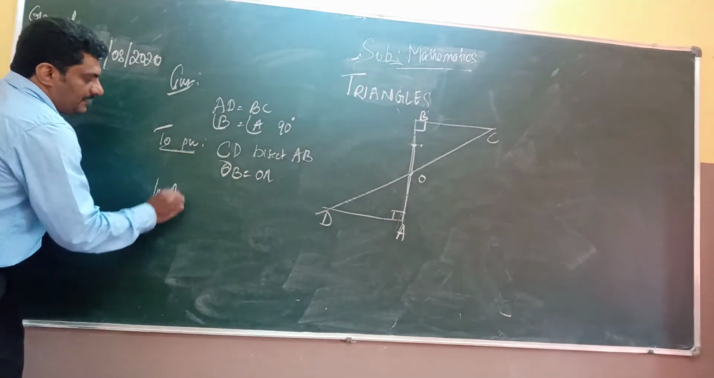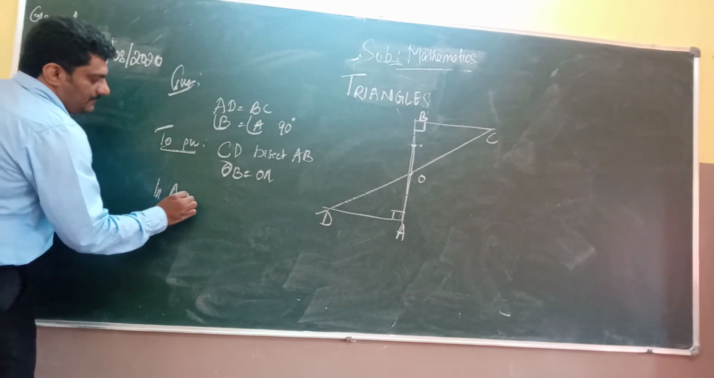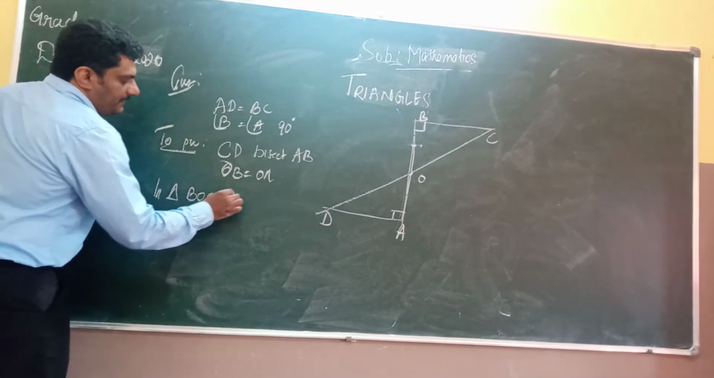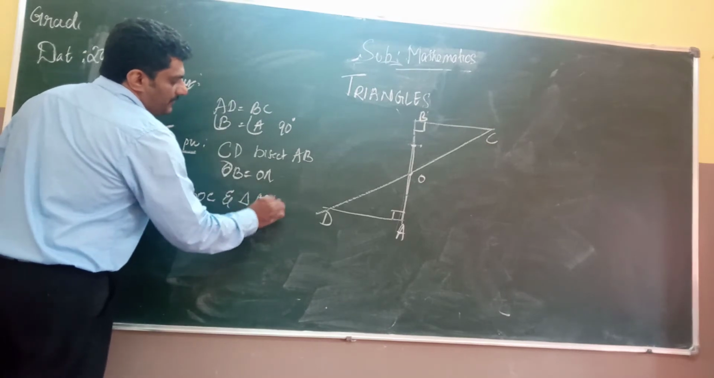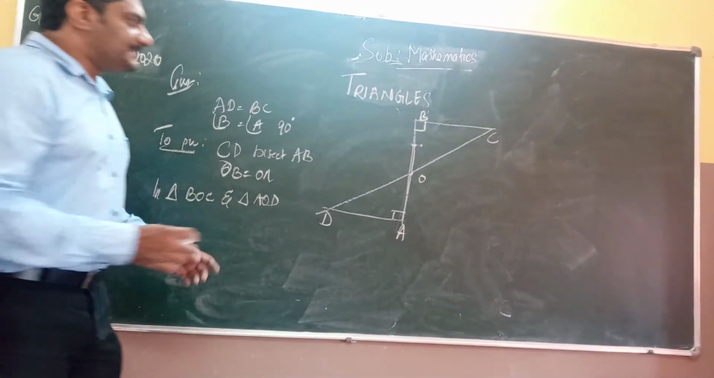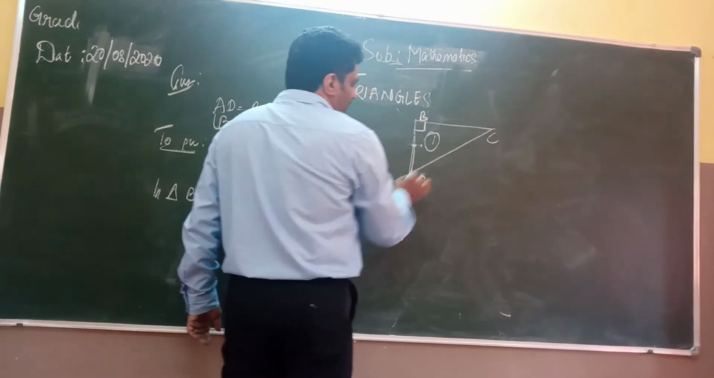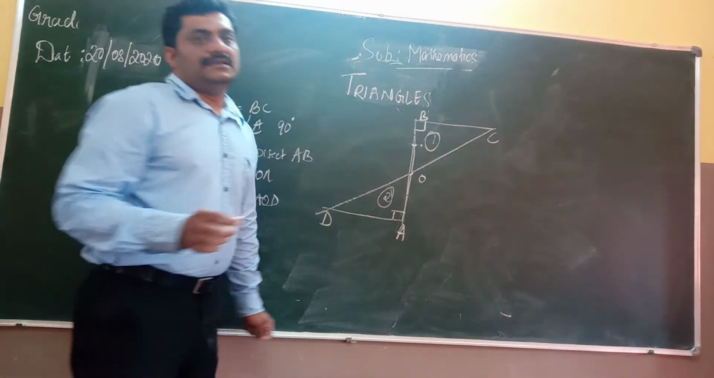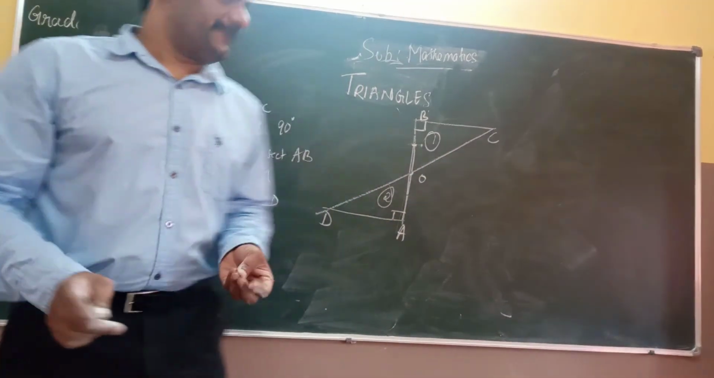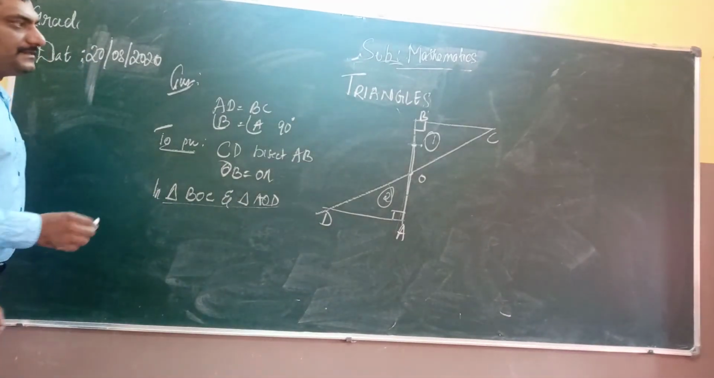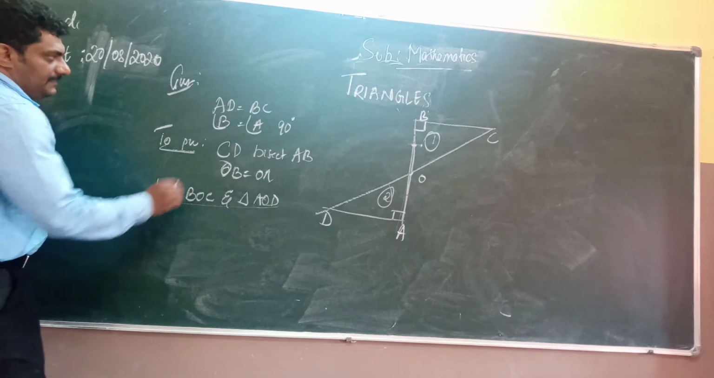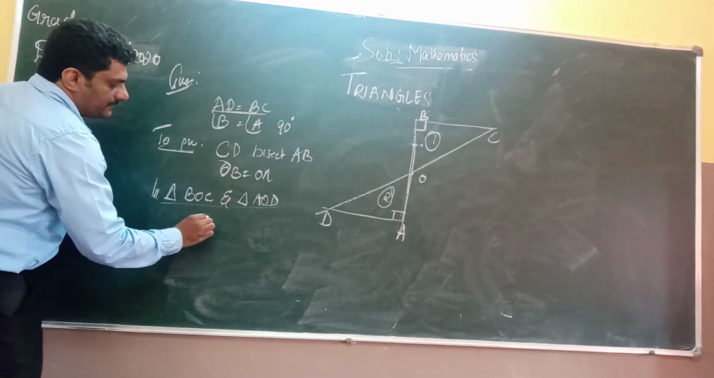Now, in triangle BOC and triangle AOD. Let's take these two triangles. This is triangle 1. This is triangle 2. Let's see if we can prove it. Okay. Now in this triangle, what is given? Just write on that.